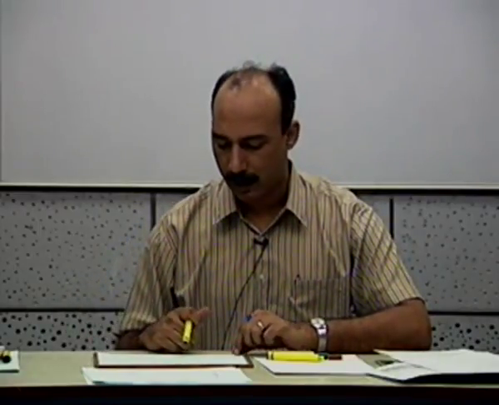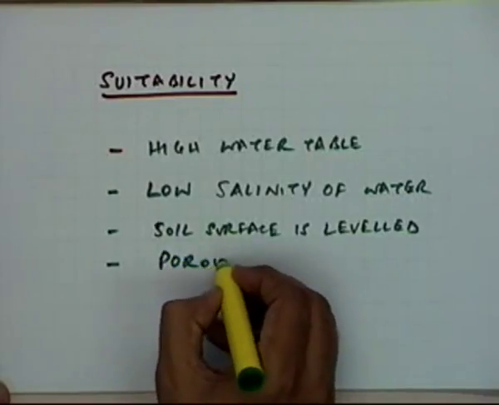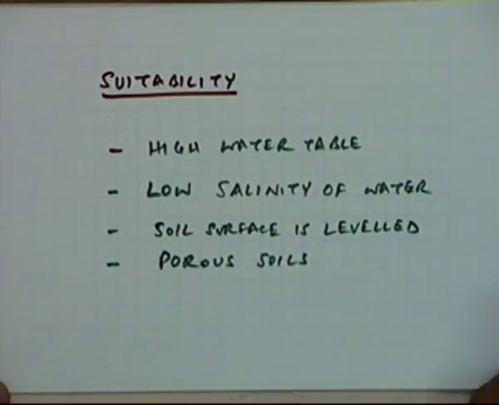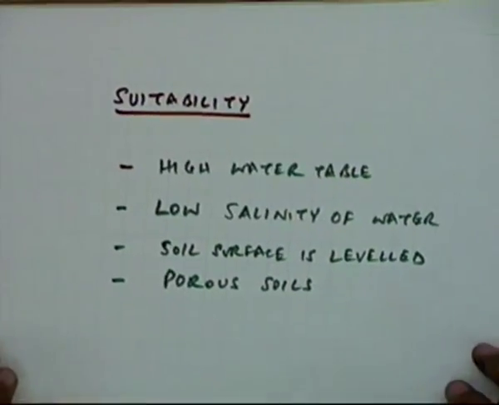Then another suitable condition should be that the soils should be relatively porous, so that you don't have to use very small spacing between the ditches. To have the spacing large enough, you should have porous soils, so that the water can really travel fast within the ground, and it can stabilize and maintain that level which you are trying to control.